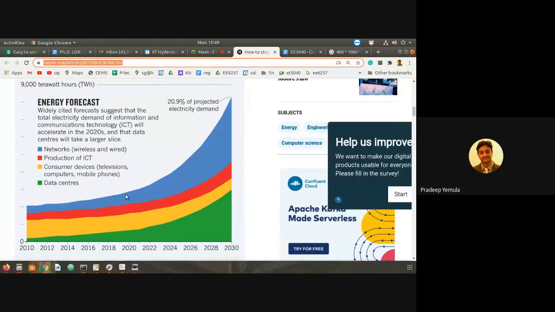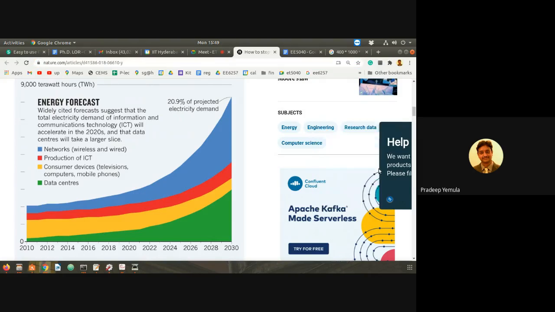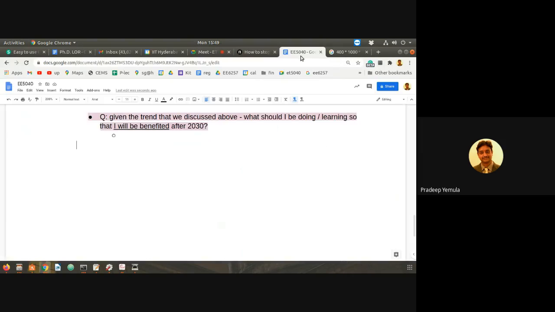See, right now, how much is it? In 2020, the total energy is close to 2000 terawatt hours, whereas by 2030 it will become 9000 terawatt hours. So the energy consumption will be 4.5 times more in the next 10 years. A huge amount of energy is being consumed. So if you want to utilize this to improve your own career, what can you do?